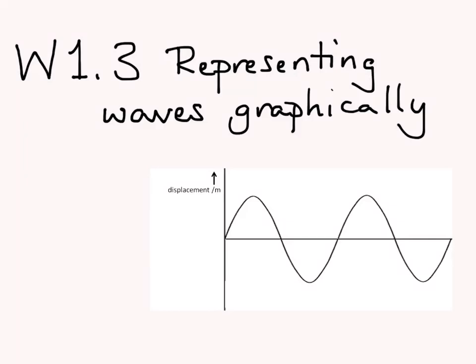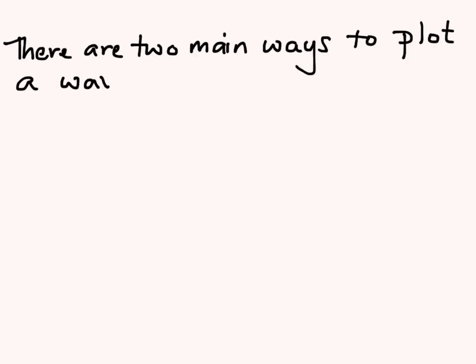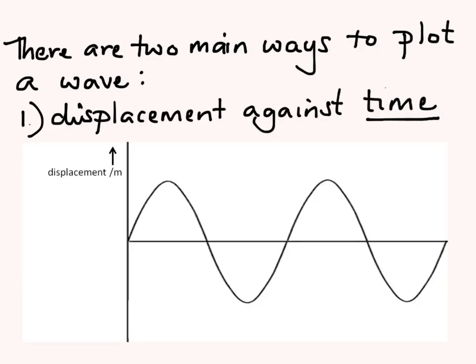Waves 1.3, representing waves graphically. There are two main ways of plotting a wave. The first is displacement against time.